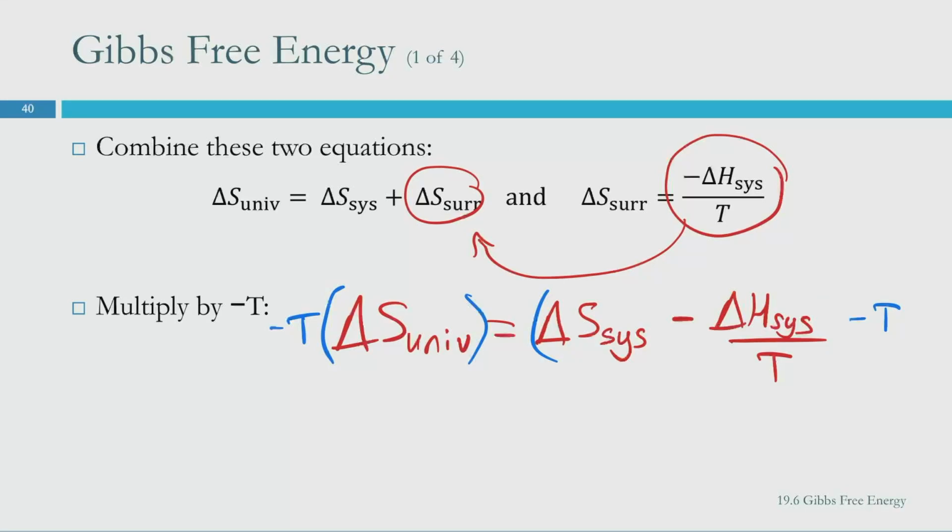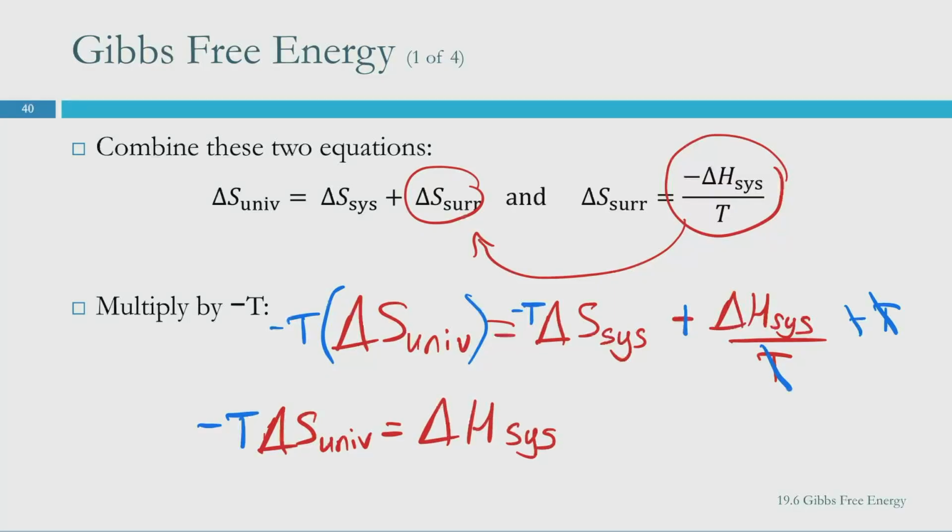So we distribute our negative T. The T's cancel, the minuses cancel for the one with our enthalpy. So the left side turns into negative T times the change in entropy of the universe equals the change in enthalpy of the system minus T times the change in entropy of the system.